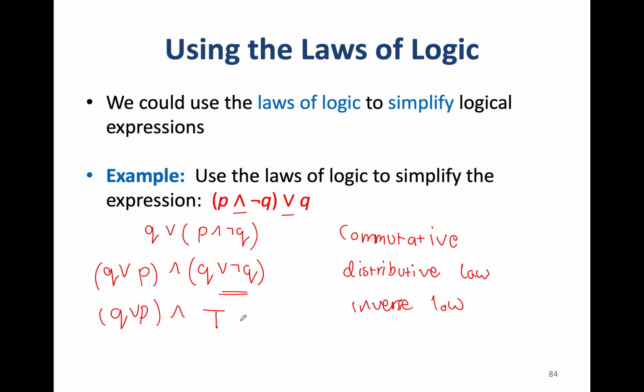Now using the identity law, we know that in AND, anything with true is equal to the thing itself. So here we've got Q or P. And here we reach the simplest form of the following expression using those laws.